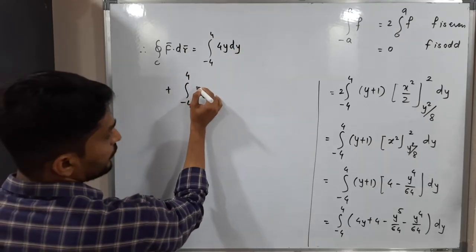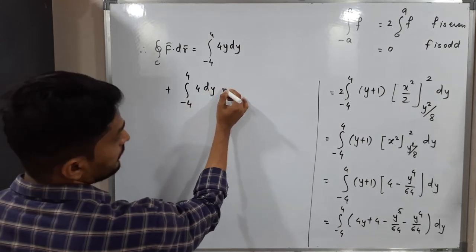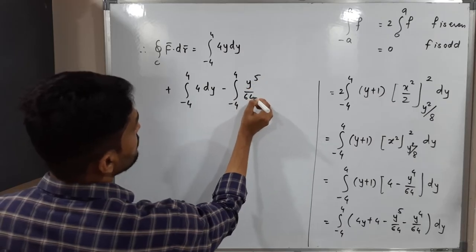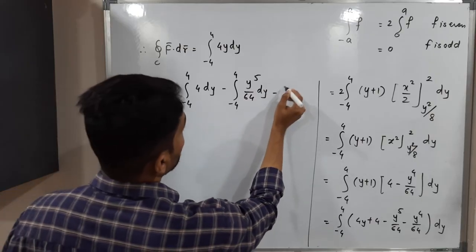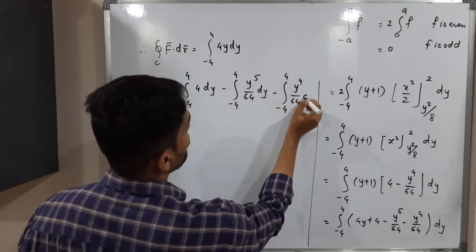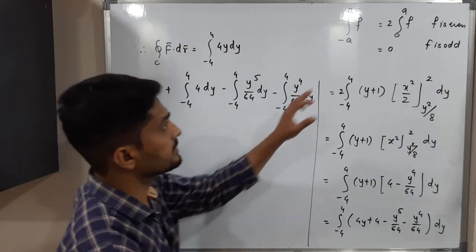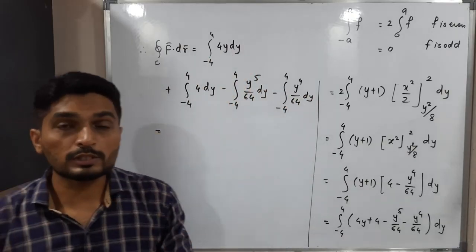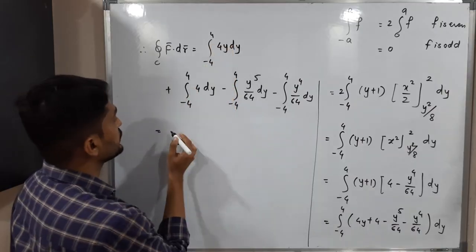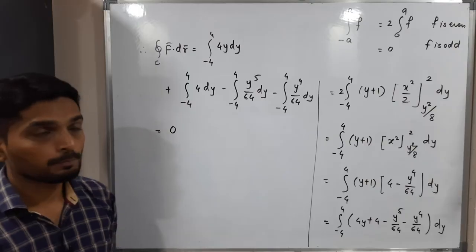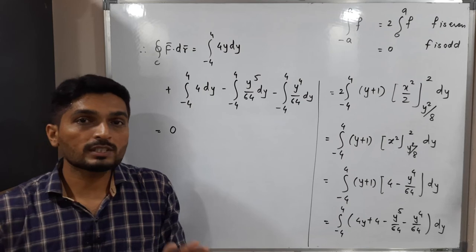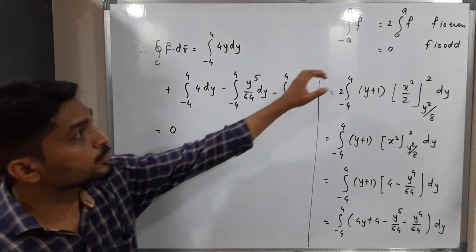Integral from minus 4 to 4 of 4 dy, minus integral from minus 4 to 4 of y raised to 5 by 64 dy, minus integral from minus 4 to 4 of y raised to 4 by 64 dy. Now I'm applying that result. y has power 1, so it's an odd function. When you have any odd function, the value of the integration is 0. So the value of the first integral is 0 by using that result. If you solve it, then also finally you will have the value 0. For saving our time, I'm directly using that result.